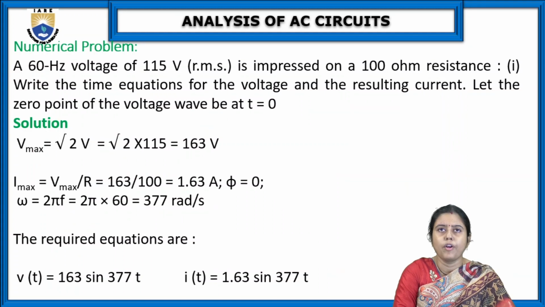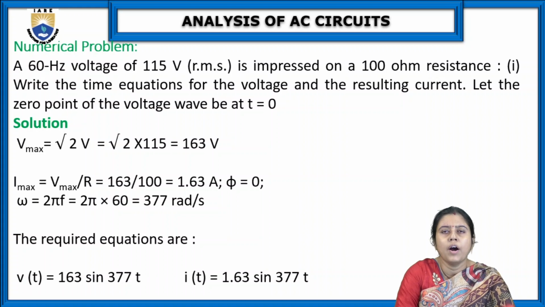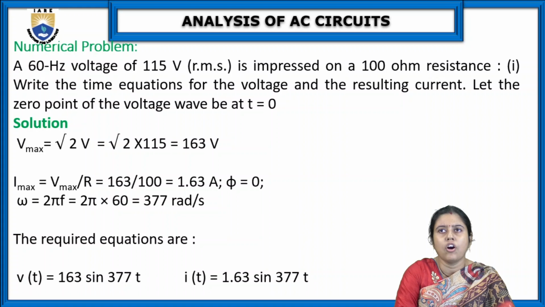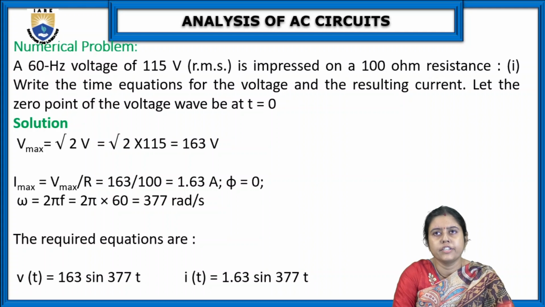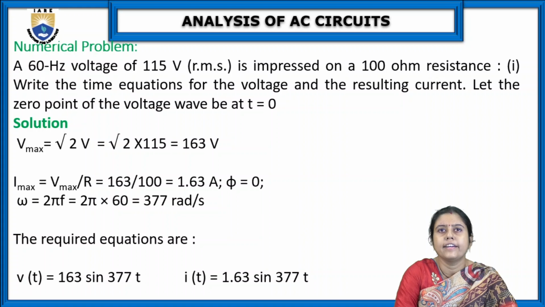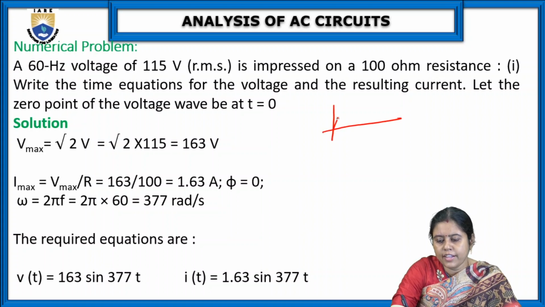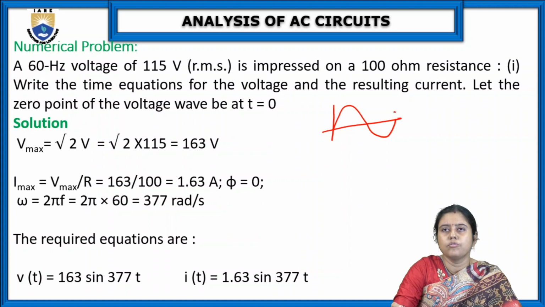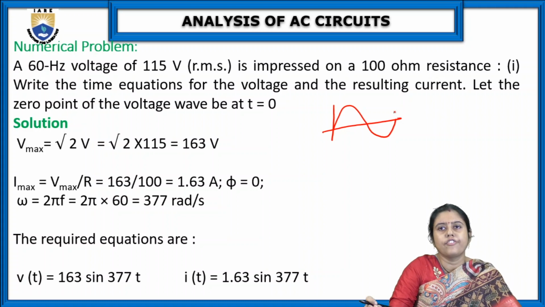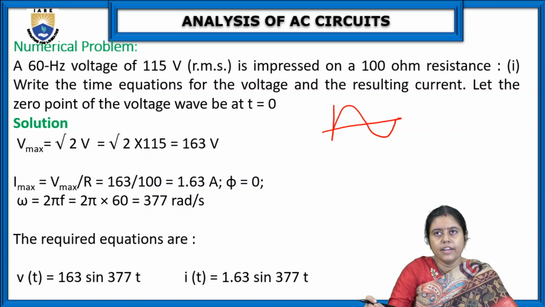Now let's do one numerical problem. A 60 Hz, 115 volt RMS voltage is impressed on a 100 ohm resistance. Write the time equations for the voltage and the resulting current. Let the zero point of the voltage be at 0. What does it mean? It means the voltage is pure sinusoidal, and it starts from the 0 value only.